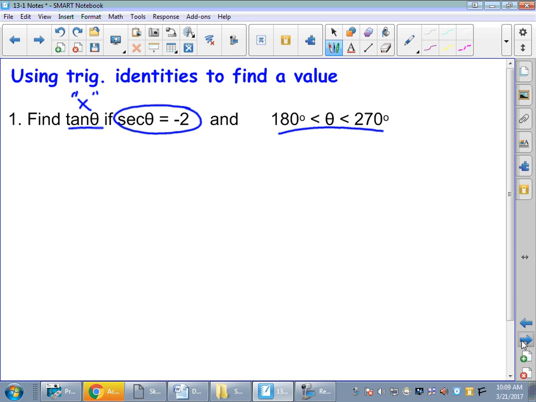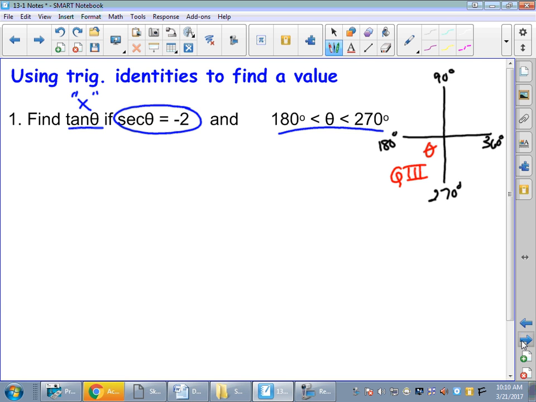What they're telling us there is that the angle theta is somewhere between 180 degrees and 270 degrees. They're telling you how big angle theta is. If you were to put that on a coordinate plane, you've got 90, 180, 270, and 360. Basically, what they're telling us is that theta is in the third quadrant. That's all. It's somewhere in the third quadrant.